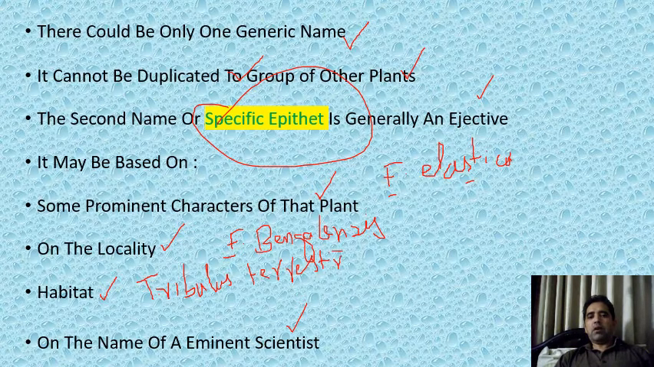Another example: according to some eminent scientists, there is an algae which is called Caulerpa. One species of Caulerpa was identified by the HOD or Chairman of the Department of Botany, Peshawar University, Muhammad Ali Farhad Faridi. So it was named Caulerpa faridii.